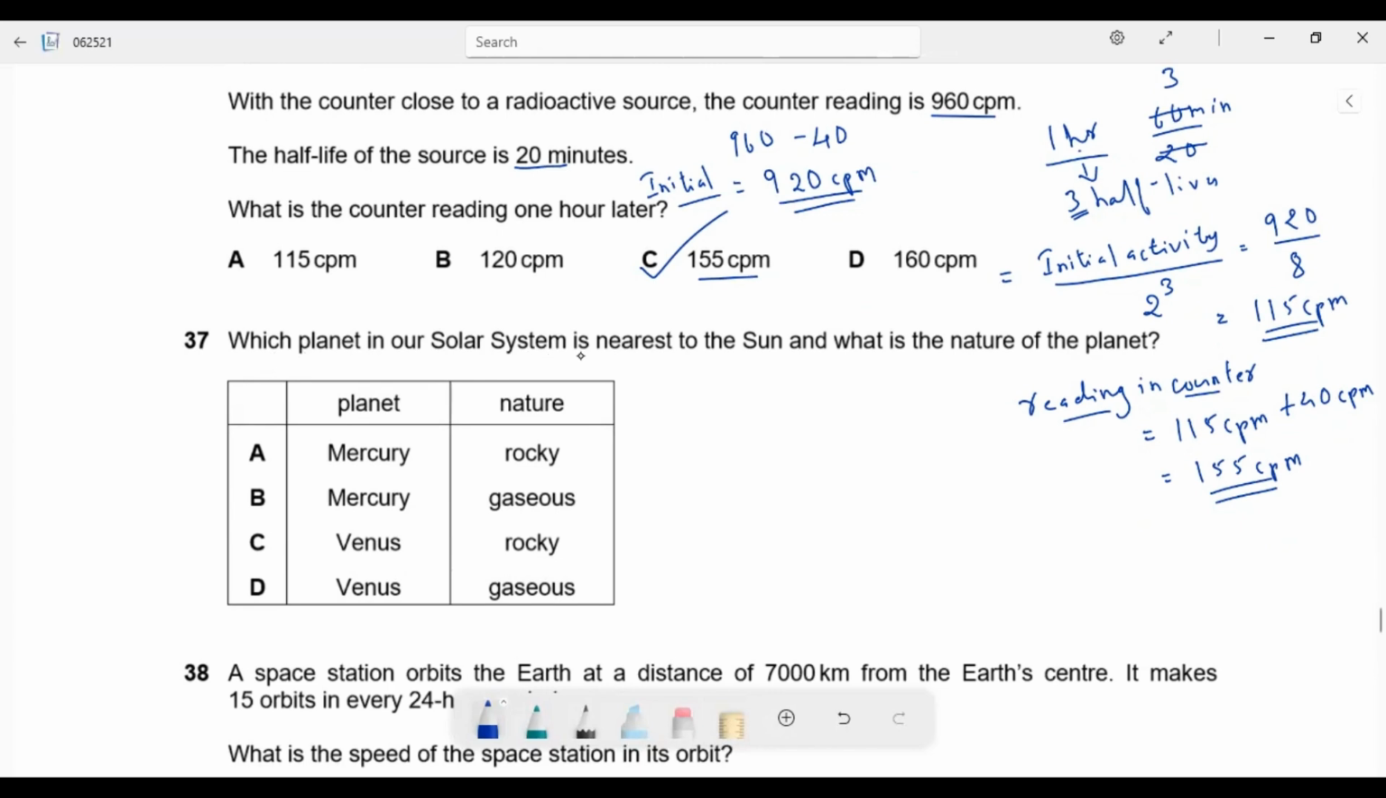Which planet in our solar system is nearest to Sun, and what is the nature of the planet? So nearest to Sun means it is Mercury. It is a rocky planet. So next to Sun, Mercury, Venus, Earth, Mars. These 4 planets are rocky planets.